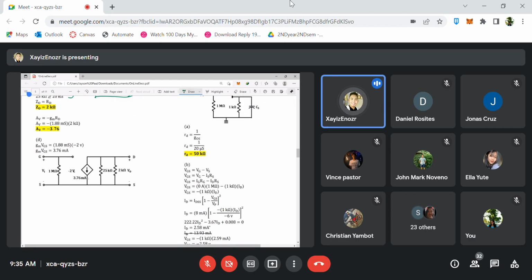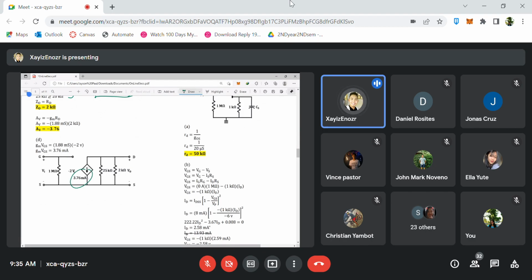So, saan ba nakuha ang 3.76 milliamperes? Ito yung ating output current, 3.76 milliamperes. Makukuha mo siya by multiplying yung transconductance dun sa ating VGS. So, GM times VGS is equal to 1.88 millisiemens times negative 2 volts. That is 3.76 milliamperes. So, ito siya.